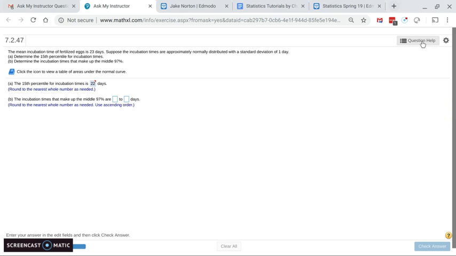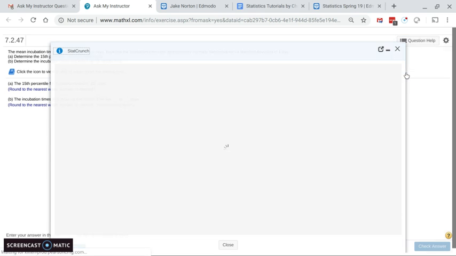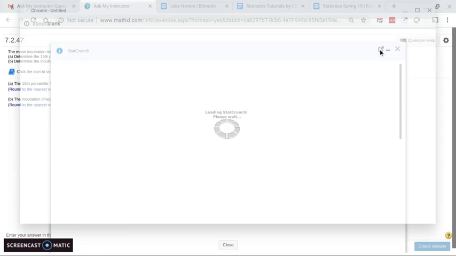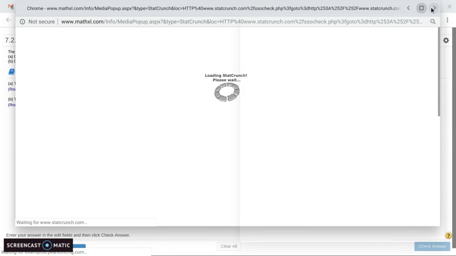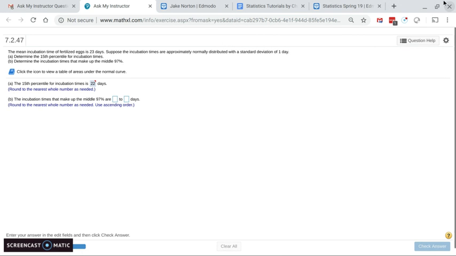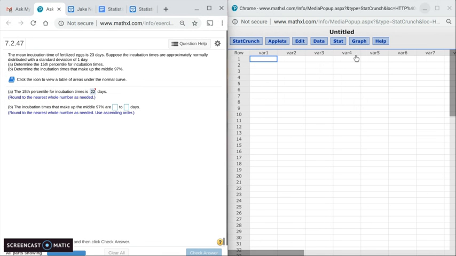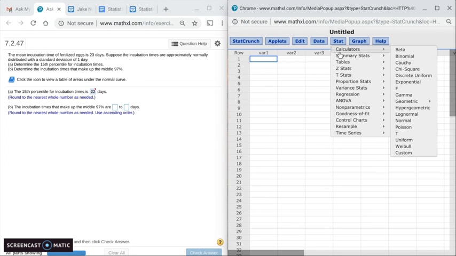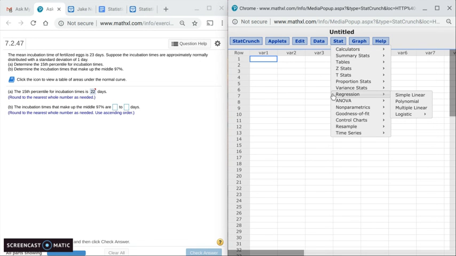So I'm going to open StatCrunch. Instead of doing this with the tables, I'm going to do it with the StatCrunch normal calculator. So the way it works with percentile, we're really asking what incubation time would give you a 15% of the distribution from left to right.